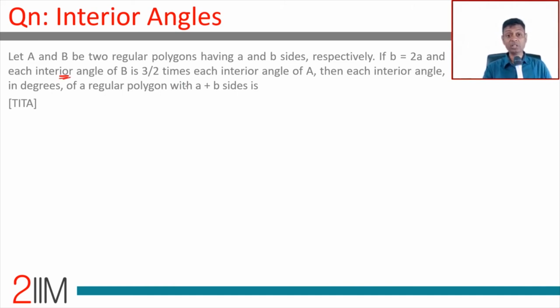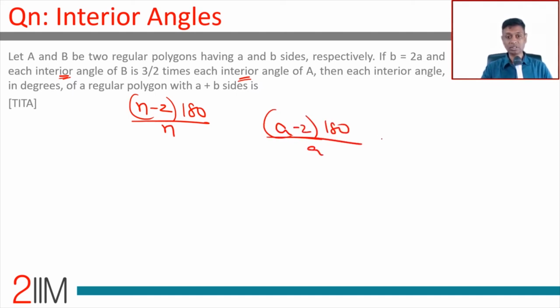Each interior angle of B is 3 by 2 times each interior angle of A. For a regular polygon with n sides, the sum of the angles would be (n minus 2) into 180. Each angle would be (n minus 2) into 180 by n. So (A minus 2) into 180 by A is each angle of the regular polygon with A sides, and (2A minus 2) by 2A into 180 is each interior angle of the regular polygon with B sides. This is equal to 3 by 2 times this.